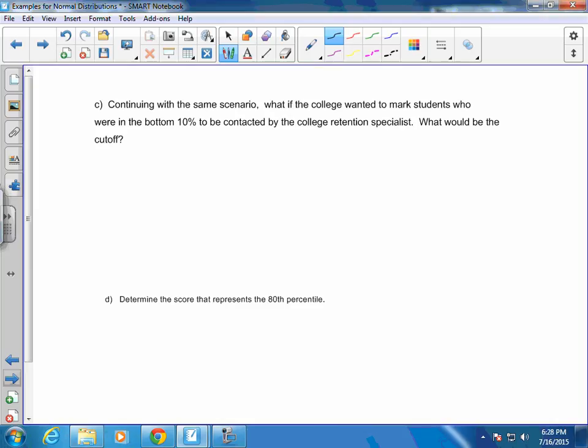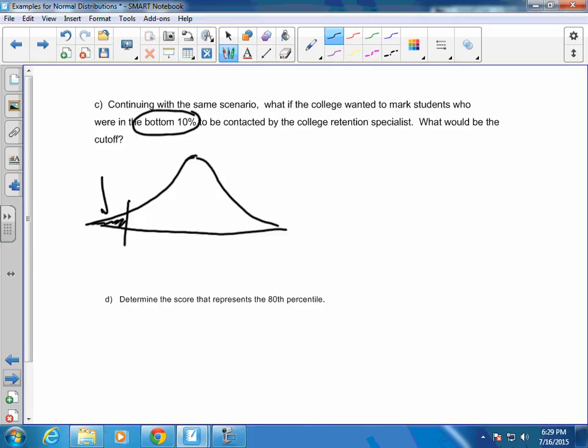What if the college wanted to mark students who are in the bottom 10% to be contacted by the college retention specialist? What would be the cutoff? So again, same type of problem. They're giving us an area. They're giving us a percentage. All right, we want that left area to be 0.1 or 0.1000. All right, so let's find the z-score.